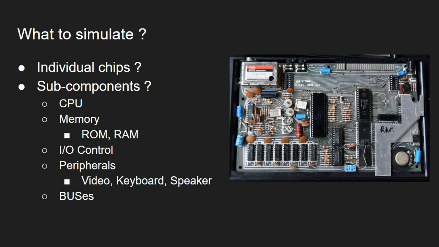So then we are not going to simulate individual chips, but we are going to simulate subcomponents. So we must have a CPU simulation, we must have some memory simulation, considering the two types of memory present here, RAM and ROM. We should have some I/O control, some connection with the different peripheral devices, and we should have a simulation for the connections between these devices, and especially to implement memory mapping. But this is more or less part of the bus simulation.